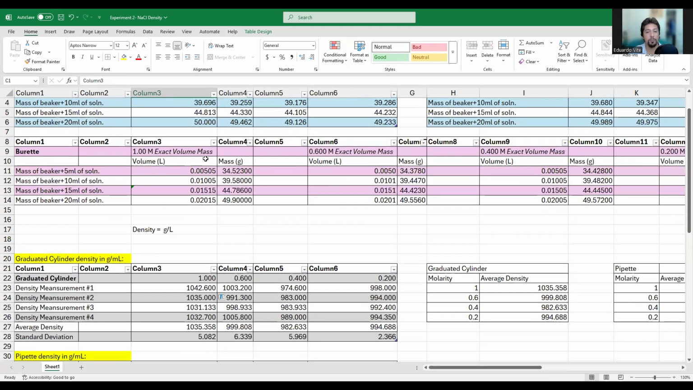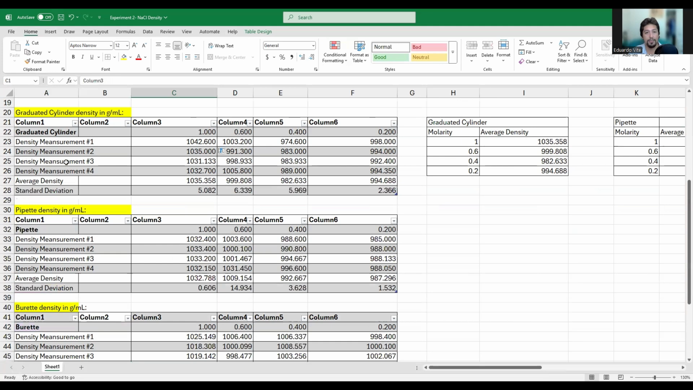I need to know that these numbers correspond to liters and a volume. And I need to know that density corresponds to grams per liter. So actually, that would be something good that I could include here in this column. I could just rename it grams per liter.